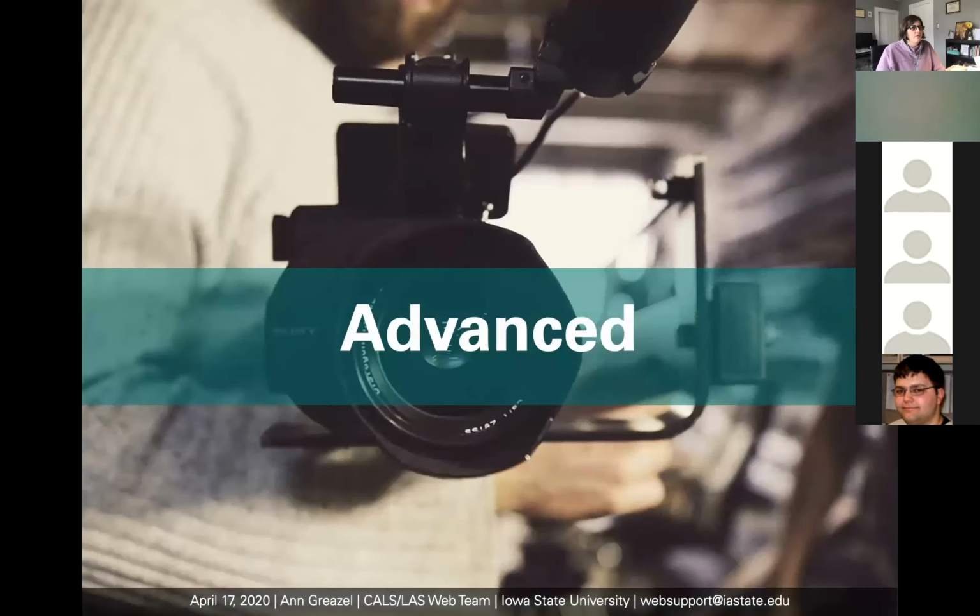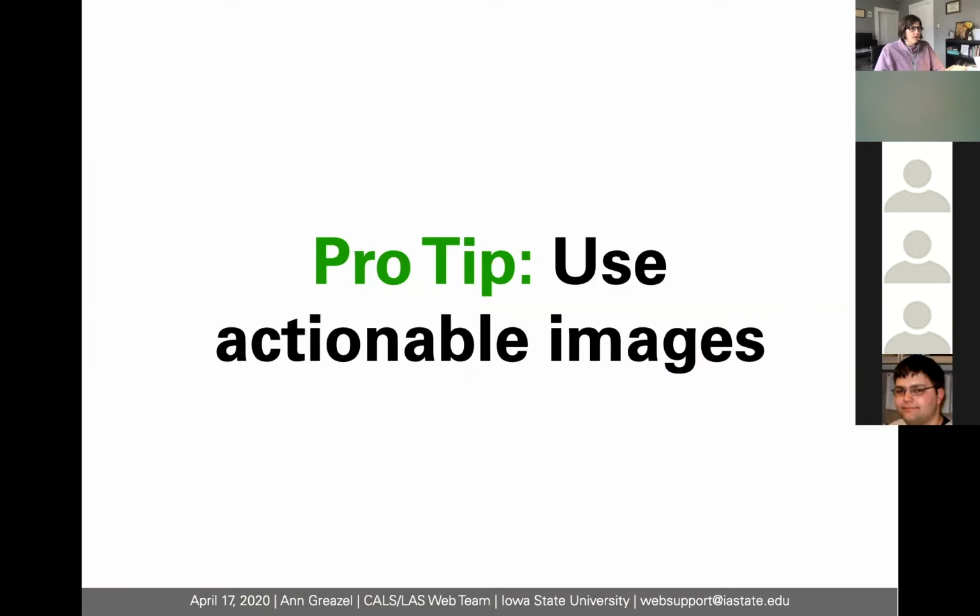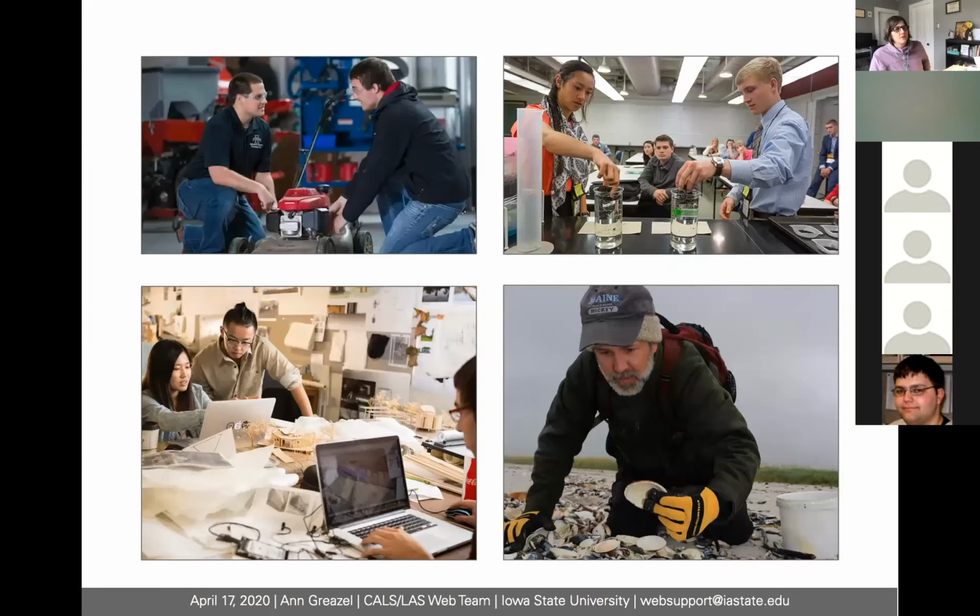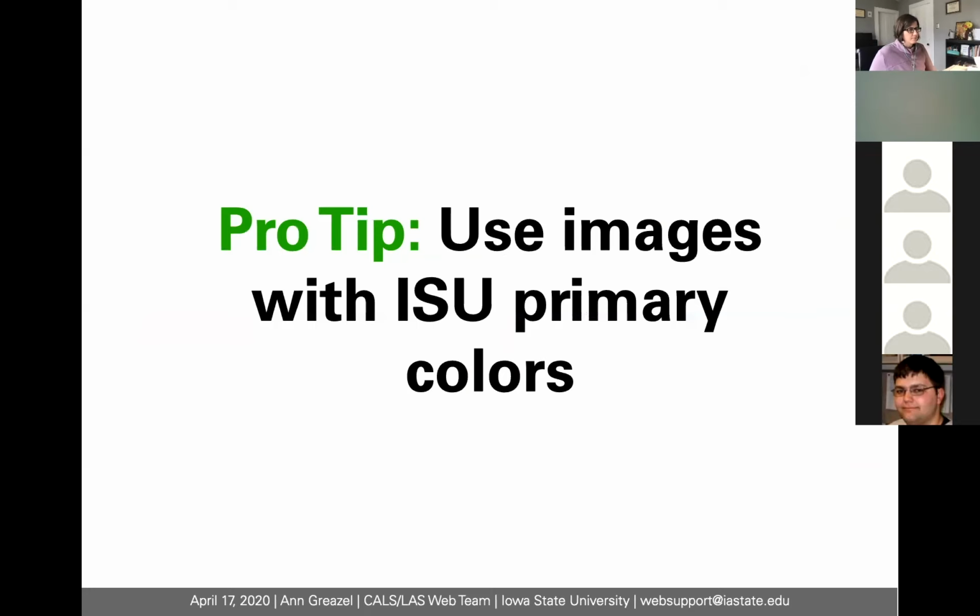Let's talk a couple advanced tips. Pro tip, use actionable images. Make sure that when you have images that people are actually doing something in the images. Those are the best kind. And remember that people like other people. People want to see other people when they visit your website. So make sure that you have people interacting and engaging in your photography so that it's interesting and provides interest to your visitors.